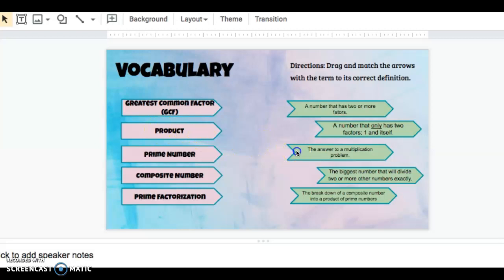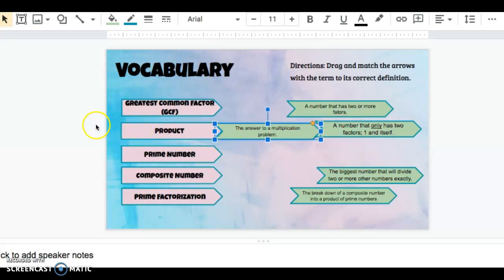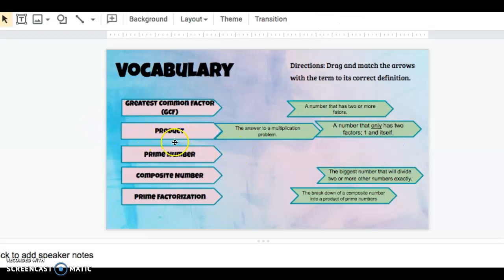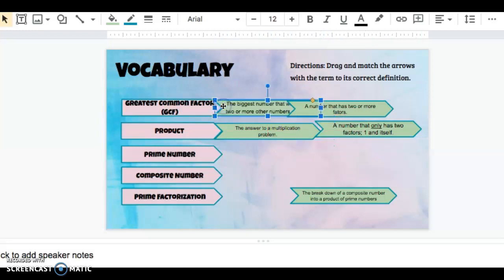So you're going to take your arrow, you're going to click it, and you're going to drag and match it. So you have product. Okay, then you have greatest common factor, which is GCF, prime number, composite number, and prime factorization. So if we're going to greatest common factor, you have greatest. That word greatest is another word for biggest number. So that's the biggest number that will divide two or more other numbers exactly. So we're going to click and drag it to where it belongs.